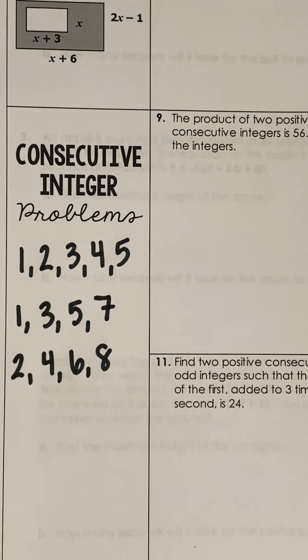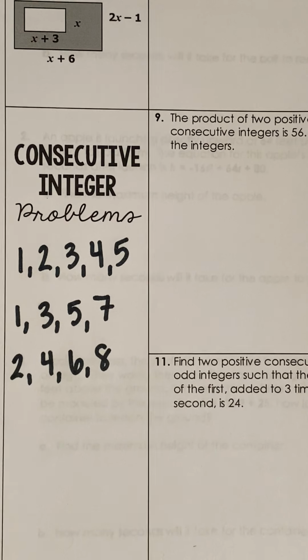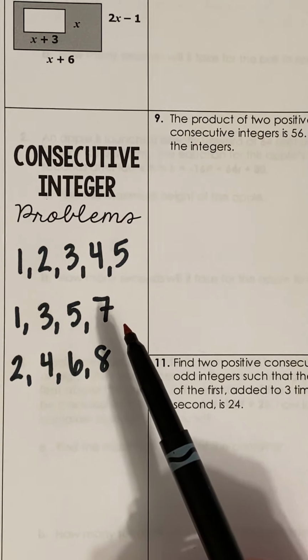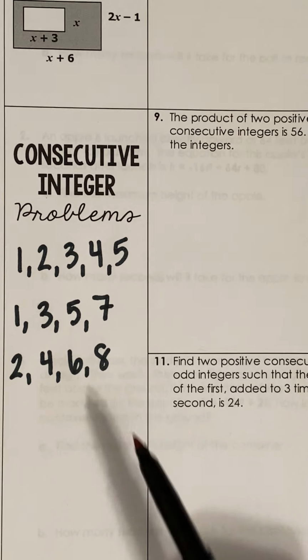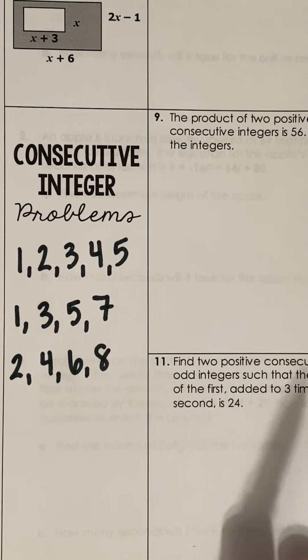All right, we're talking about consecutive integer problems down here. And when we're dealing with consecutive integers, it's one after the next, they're going in order. But then there's also times when we're asked about consecutive odd integers and consecutive even integers. So depending on what they're asking, you do need to keep that in mind when you're writing your equation.